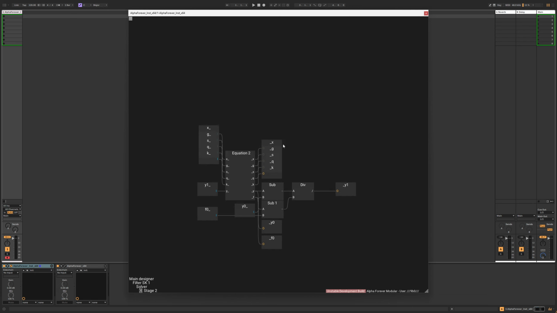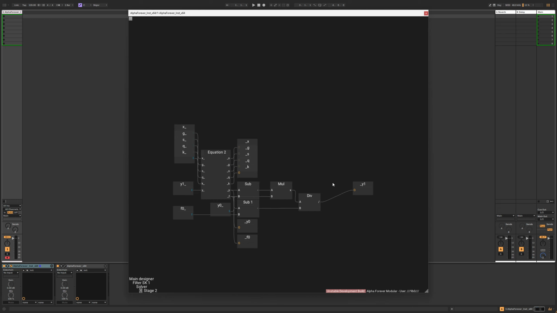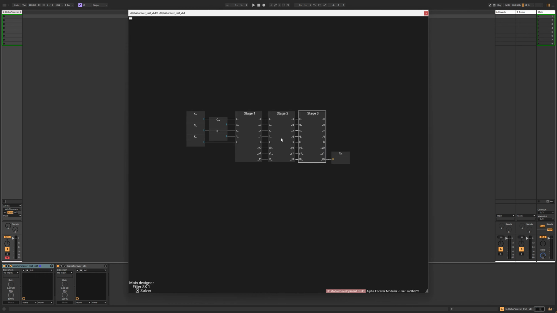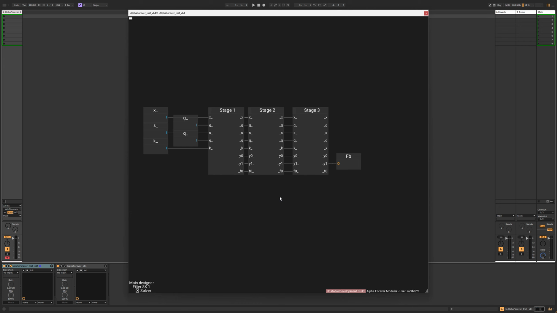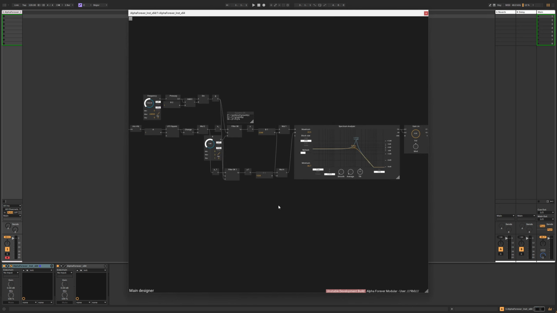So I do this in this other one as well. So we multiply here by f, we do the division, and subtract the result of the division from y. And this way I can replace stage 3 by stage 2, and instead of f0 we output y1 actually. That's going to be our feedback value.